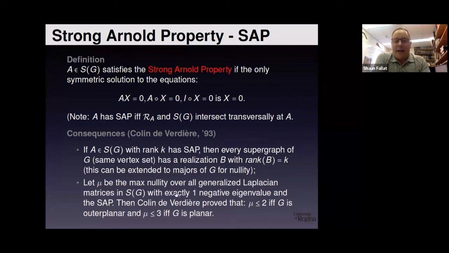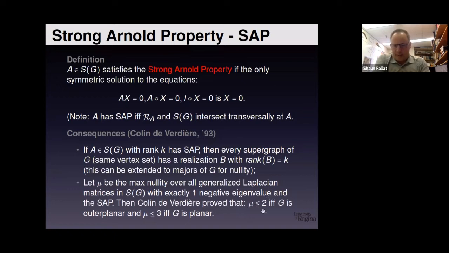I require exactly one negative eigenvalue, and that negative eigenvalue has to be simple. So the multiplicity is 1. And the matrix has the strong Arnold property. Okay, so this is a subset of S of G. It's a mouthful, right? But I just want to point out some of the results that were produced.